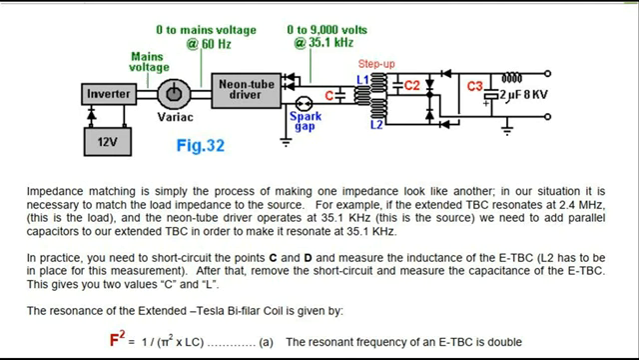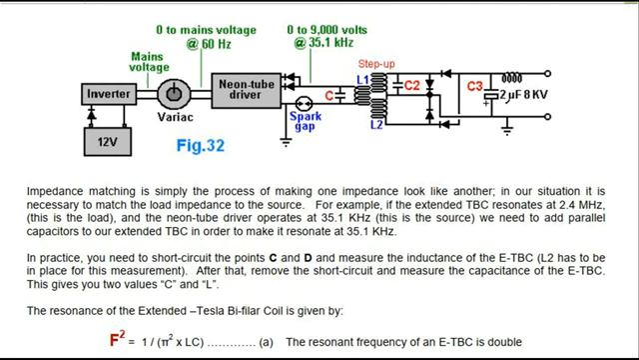In practice, you need to short circuit the points C and D and measure the inductance of the ETBC. L2 has to be in place for this measurement. After that, remove the short circuit and measure the capacitance of the ETBC. This gives you two values, C and L.